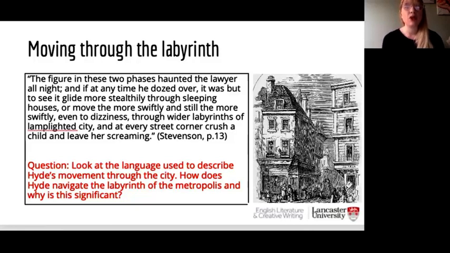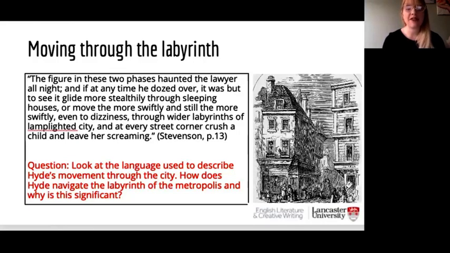The figure in these two phases haunted over the lawyer all night. And if at any time he dozed over, it was but to see it glide more stealthily through sleeping houses, or move the more swiftly, and still the more swiftly, even to dizziness, through wider labyrinths of lamp-lighted city, and at every street corner crush a child and leave her screaming.